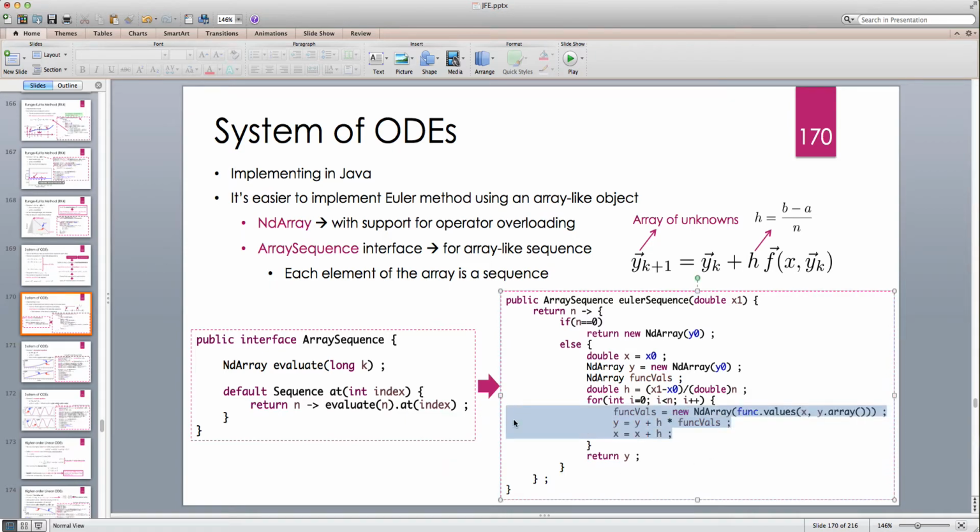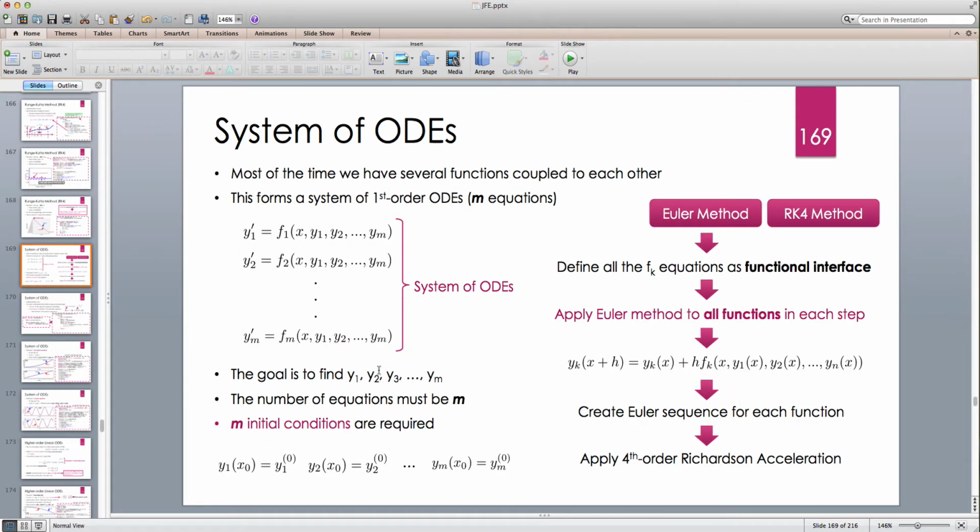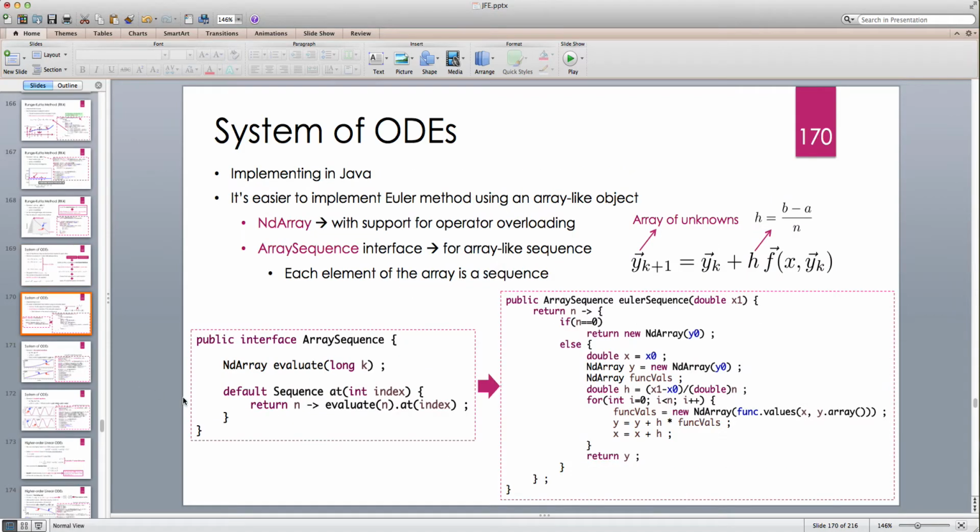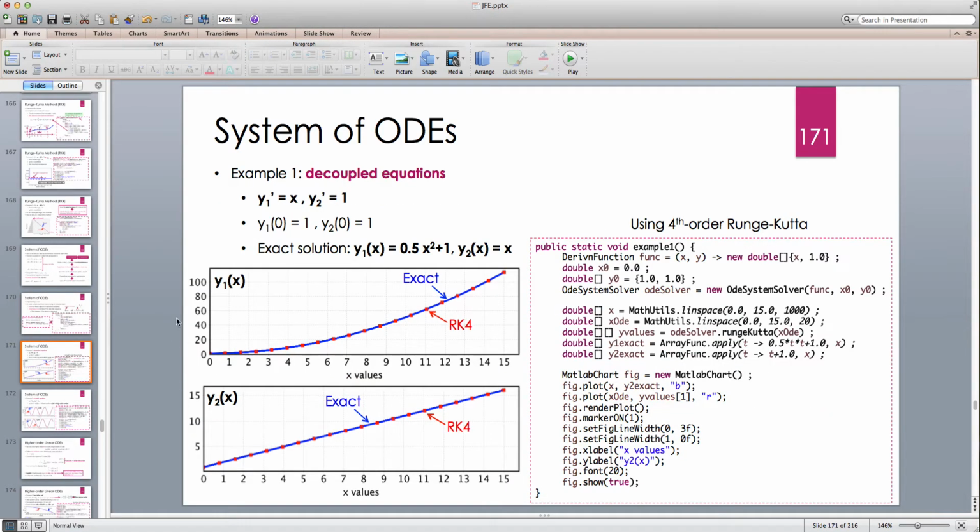And as you can see, we create our array func. Basically this function represents this vector, this array, right? So this function returns an n-dimensional array, right? Takes x and all the y values, and then we create the Euler sequence this way. And we showed that this method works very well. And here I'm using fourth order Runge-Kutta.